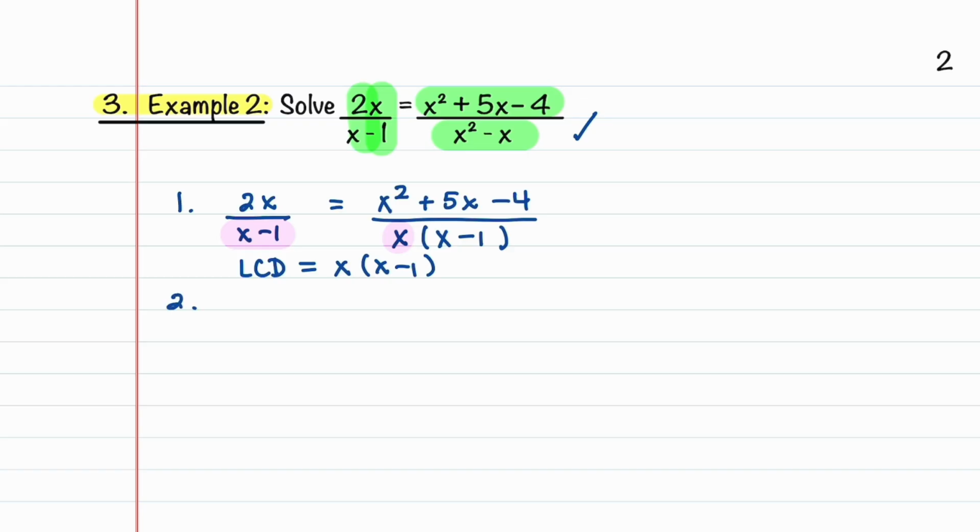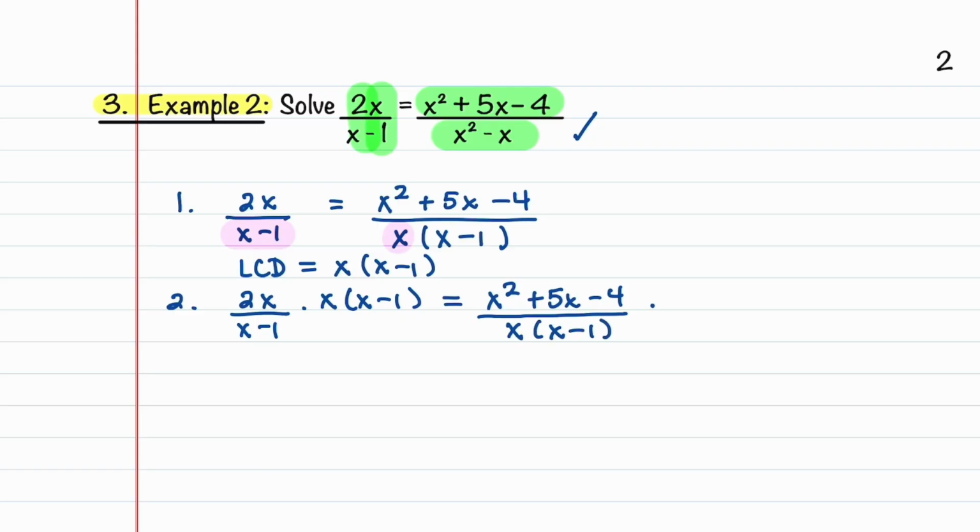Now let's go on to our second step. And that step is to multiply each side of the equation by our least common denominator. We have 2x over x minus 1 on the left, and we're going to multiply that by x times x minus 1. And then on the right, we have x squared plus 5x minus 4, all divided by x times x minus 1, and that gets multiplied by our least common denominator, x times x minus 1.